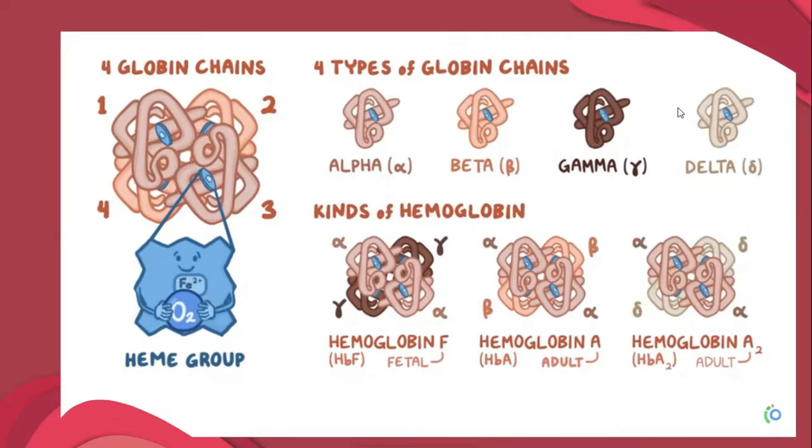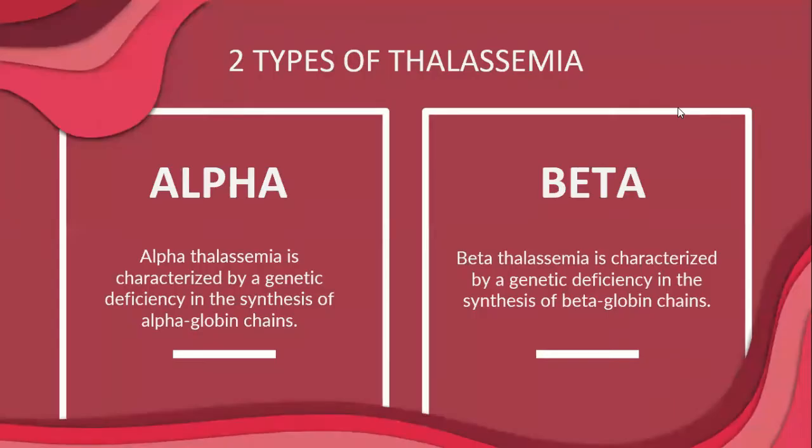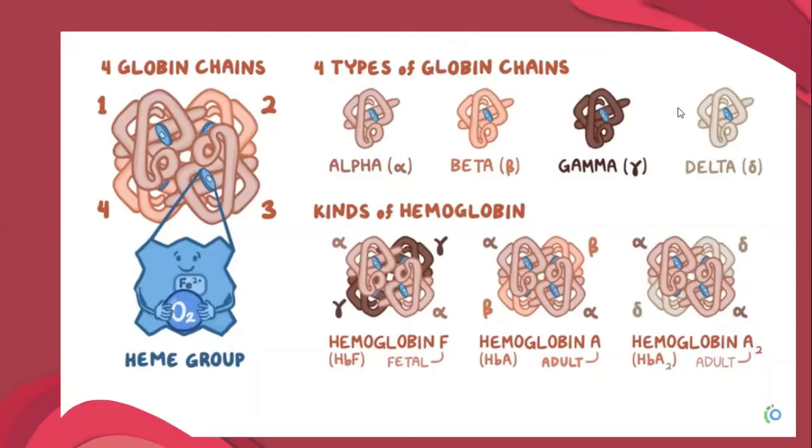Hemoglobin F is composed of 2 alpha and 2 gamma. For hemoglobin A, 2 alpha and 2 beta. And for hemoglobin A2, there is 2 alpha and 2 delta. Since the most common kinds of thalassemia affect alpha and beta globin chains, the most affected kind of hemoglobin would be, of course, hemoglobin A, because it is composed of both alpha and beta.